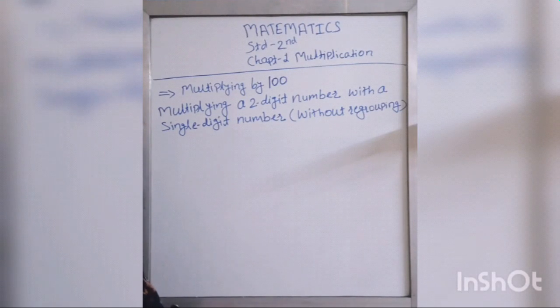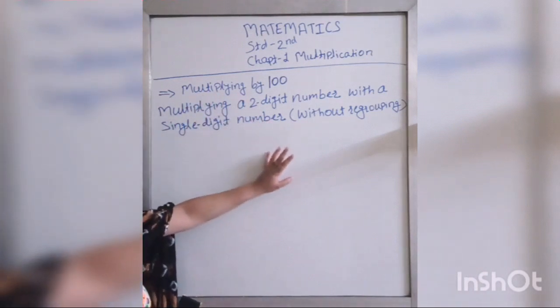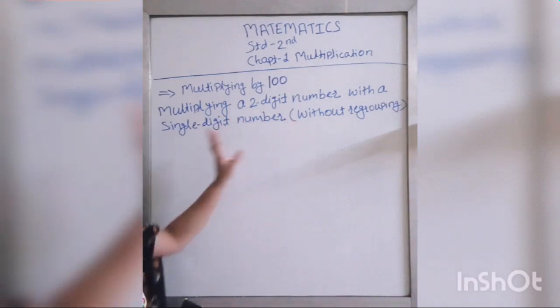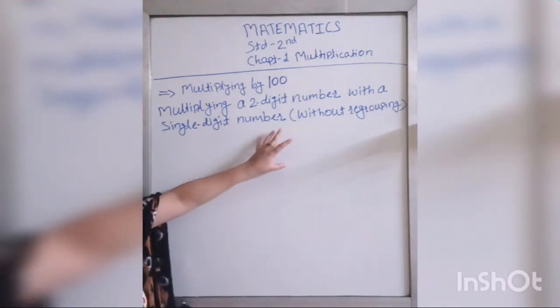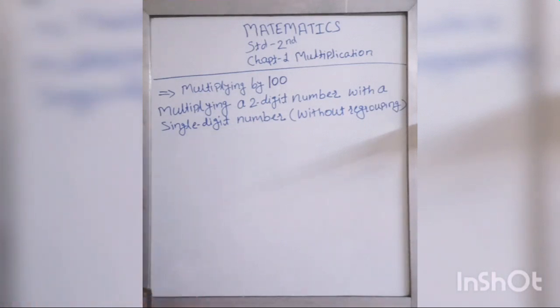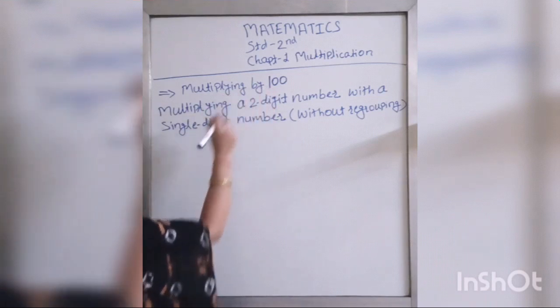Everyone, welcome back. Today we will start multiplying by 100. Next we will see multiplying a two-digit number with a single-digit number, without regrouping or with regrouping. First we'll start with multiplying by 100.